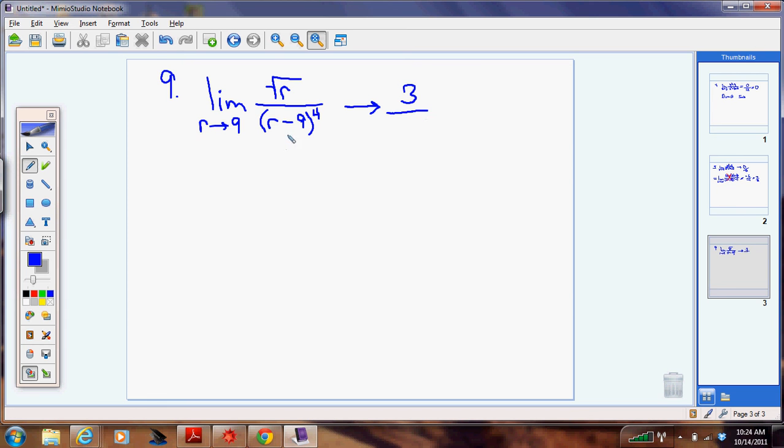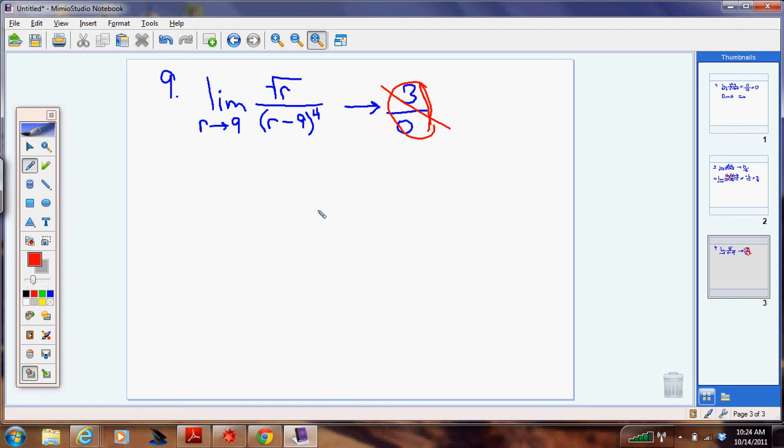Divided by, well, if I substitute 9 into the denominator here, we get 0. And we know that we don't want division by 0, so this is something that we don't want. It was supposed to be a complete circle. Excuse that little part right there.